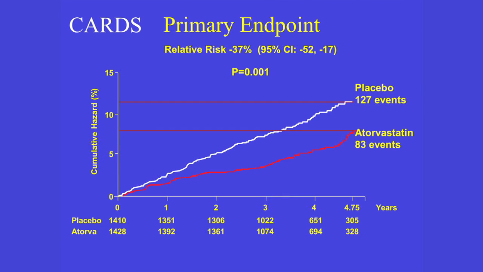So even though you have diabetes, the statins still work. There's a relative risk reduction of 37%, a pretty good p-value. And here's the actual risk reduction. And it goes from about 12% to 8%. So the actual risk reduction is 4%.